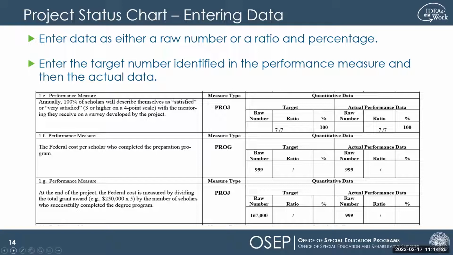If your project does not have data for a project or performance measure, include the measure on the form, but mark 999 for data entry. Be sure to include all project and performance measures in the project status chart. Do not omit any measures from the template due to lack of data collection for that measure during the performance period. The point is to see progress in data from year to year.